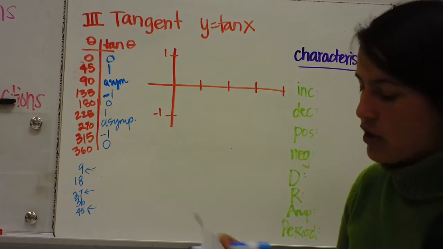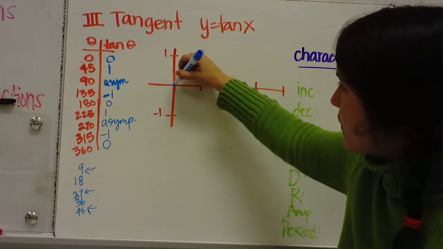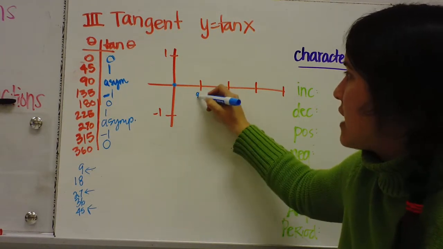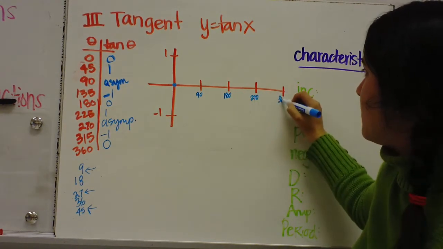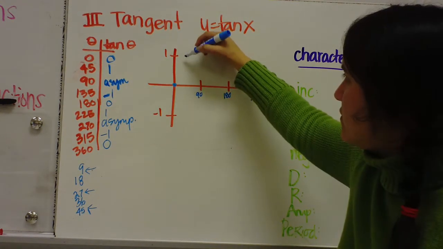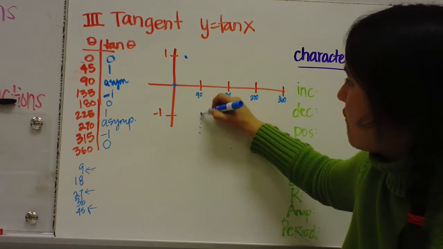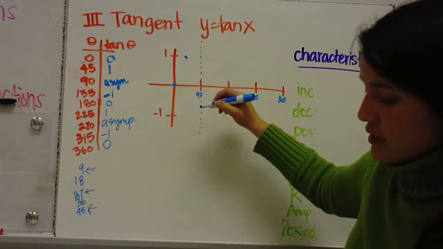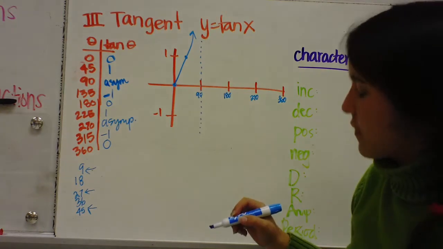So let me show you what the graph looks like. At 0, 0, and at 45 degrees, so that would be in the middle because this is 90, 180, 270, 360, it would be at 1. But here, there would be a vertical asymptote. And so what the graph looks like is it is curving like that.